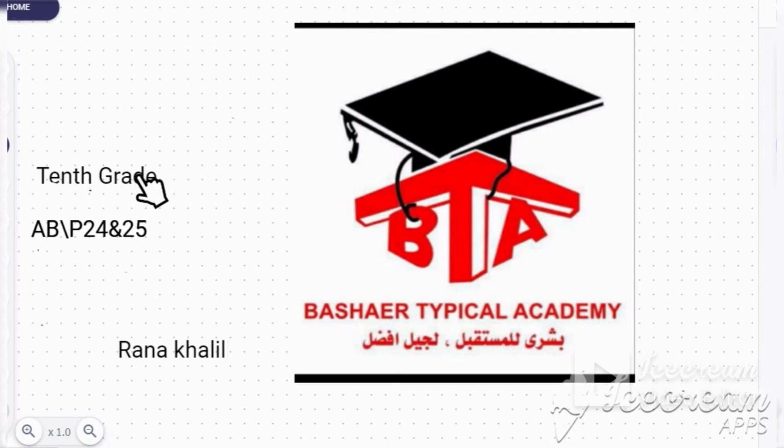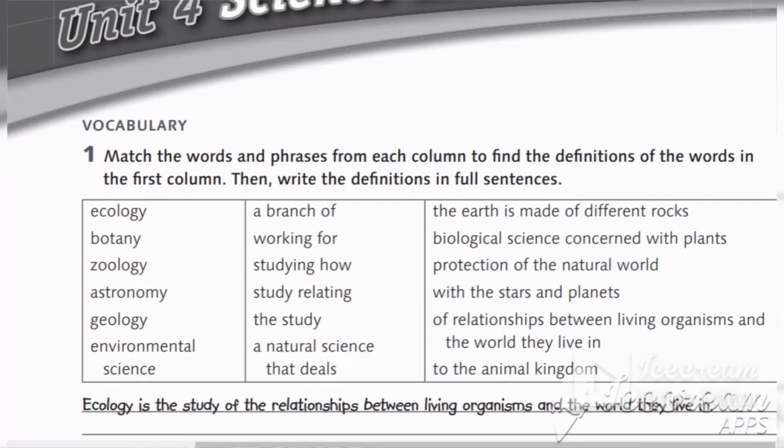This lesson for 10th grade, activity book exercises, page number 24 and page number 25. First, open your book on page number 24. We have this exercise. This exercise is about matching the meaning of each type of science. Now match the words and phrases from each column to find the definition of the words in the first column. Then write the definition in a full sentence.